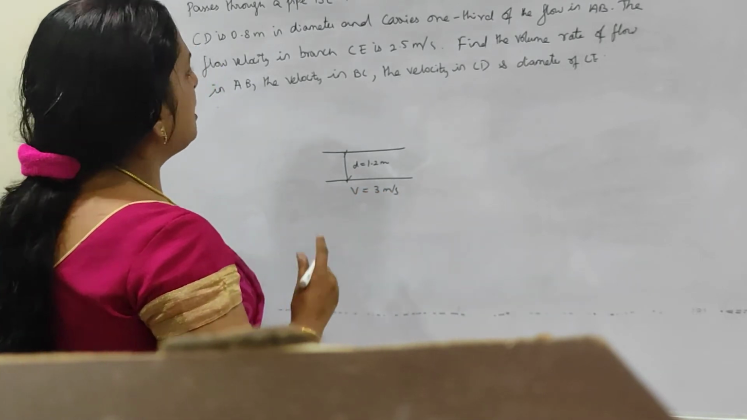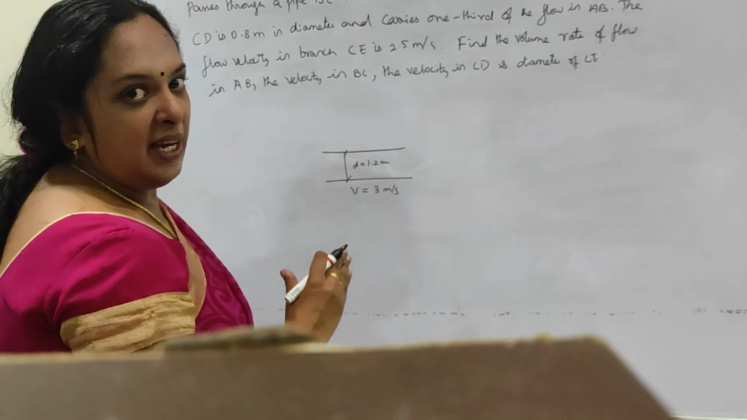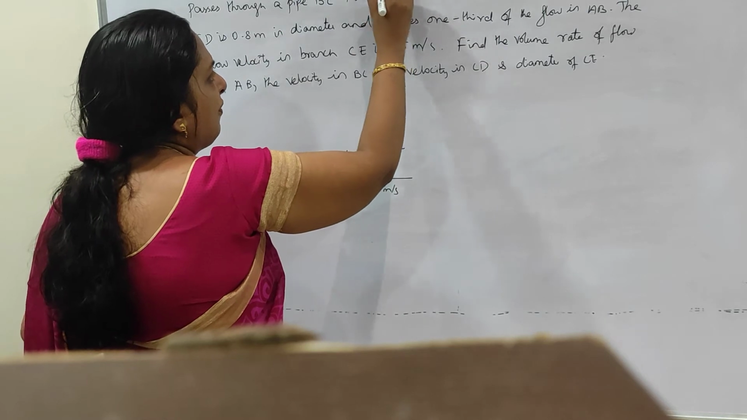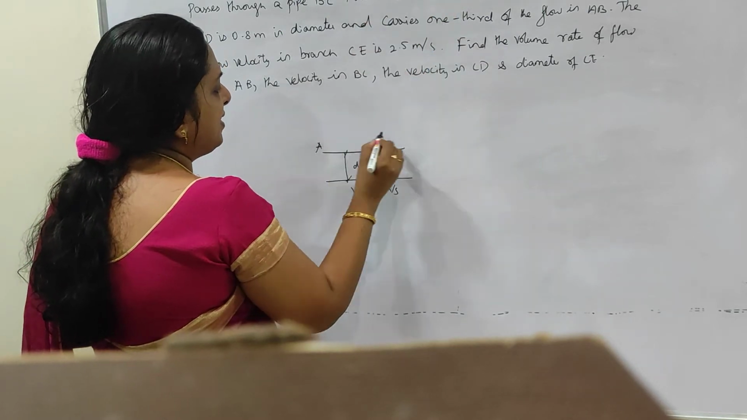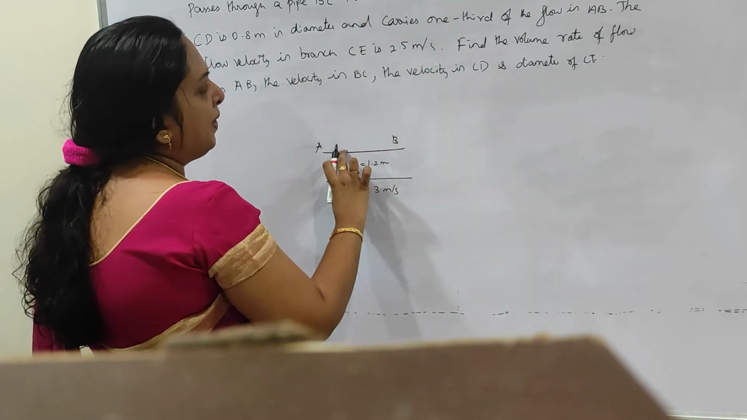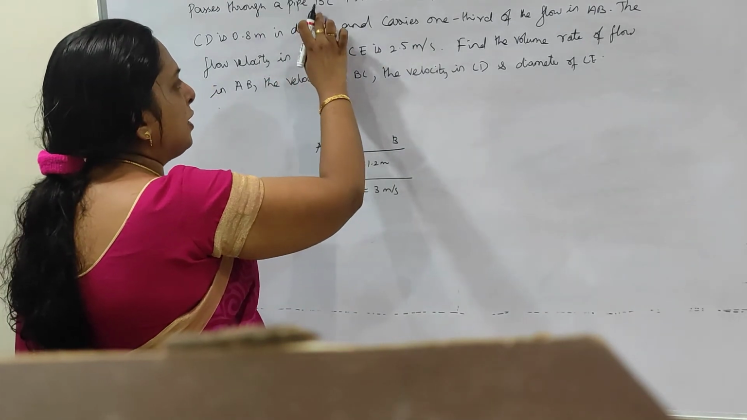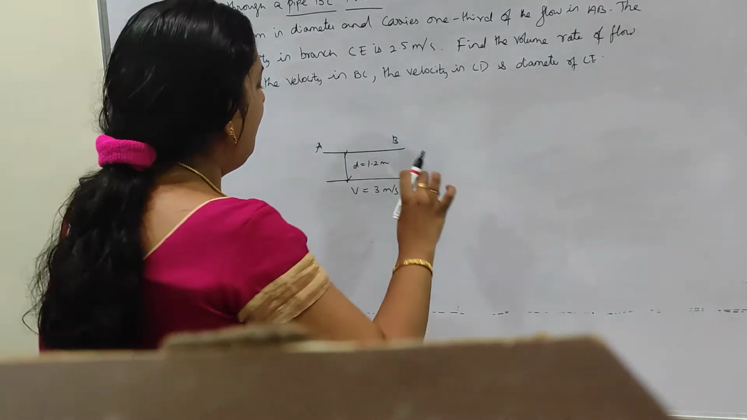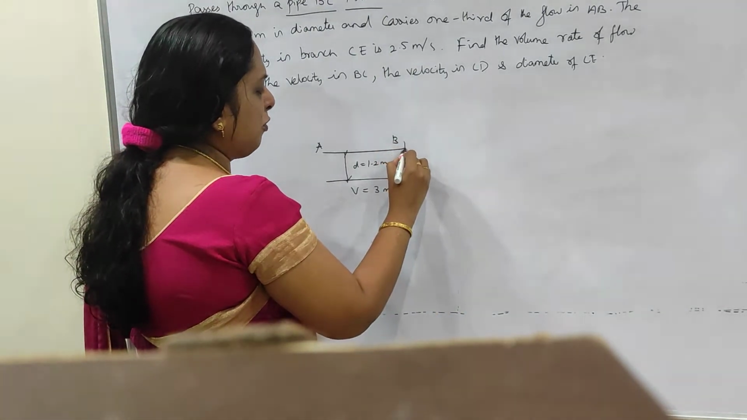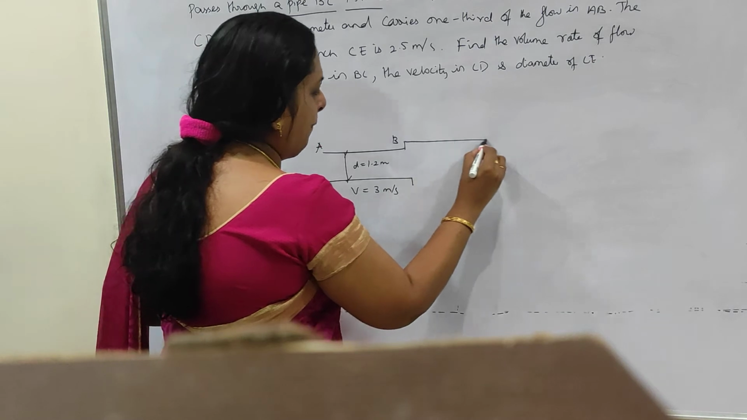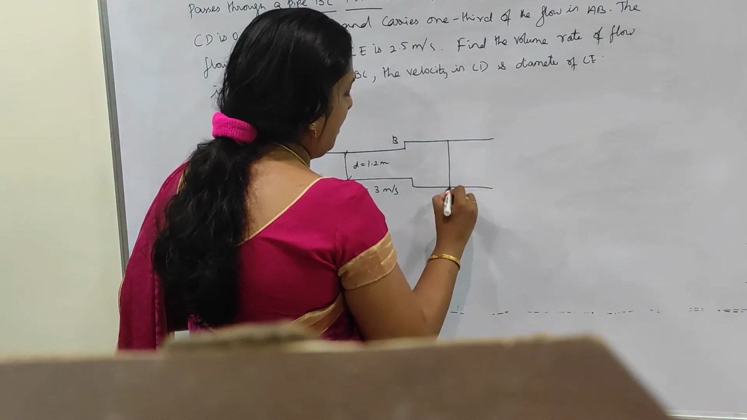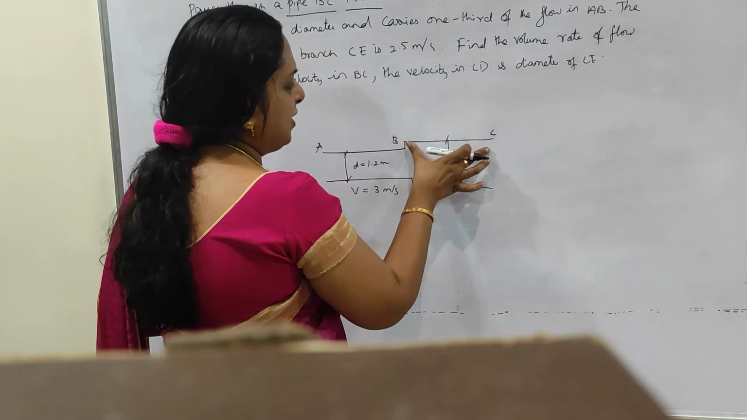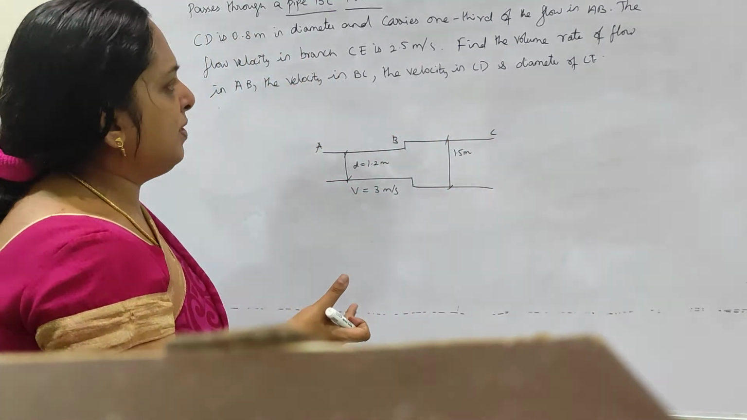And then it passes through a pipe BC which is of 1.5 meter diameter. So here initially the diameter of AB is how much? It is 1.2 meters. But the water also passes through a pipe BC which is of 1.5 meter diameter, which is greater than this 1.2. So we can take it as a big pipe here. So this diameter is 1.5 meters, which is BC. This pipe name is BC.